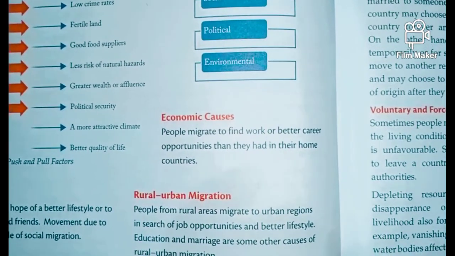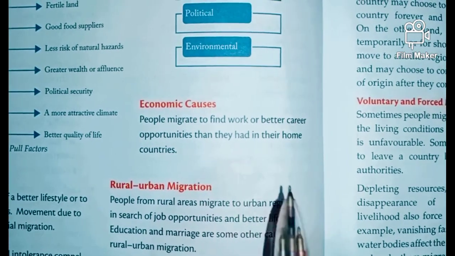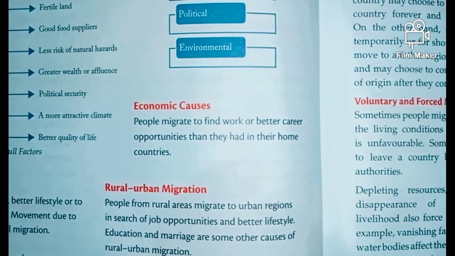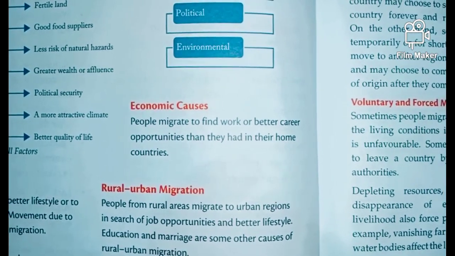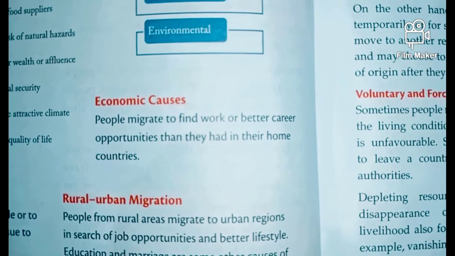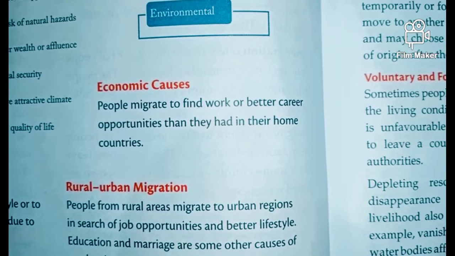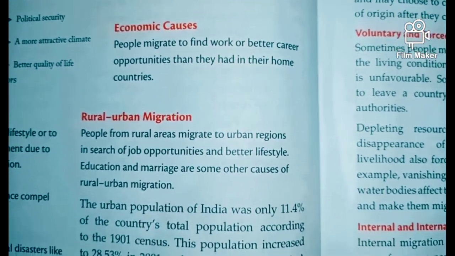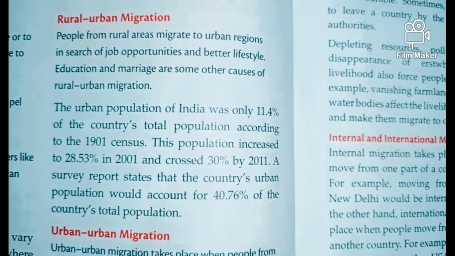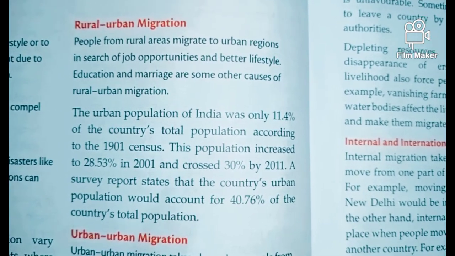Let's try to understand the economic causes here. The economic causes are generally based on better life opportunities and better career opportunities, and here they try to find better career opportunities within their home country. Because of that, within the country we have some migration, and this type of migration is called rural to urban migration.